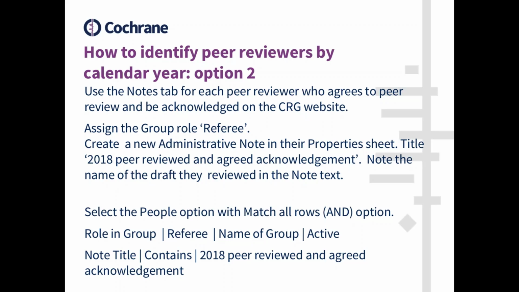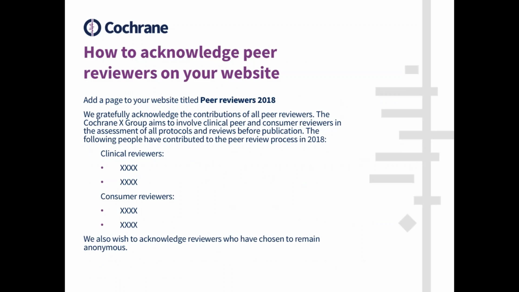And now that you've generated your list of peer reviewers and consumers who've agreed to be acknowledged on your website, the next slide shows some example text for acknowledging those peer reviewers. As I've already said, this is just an example. Some groups list their peer reviewers by country, some list them alphabetically, some list by topic area. It's really up to you, but we've put together an example here of one way in which they can be acknowledged and made visible on your website, and it's done by area, clinical and consumer reviewers.